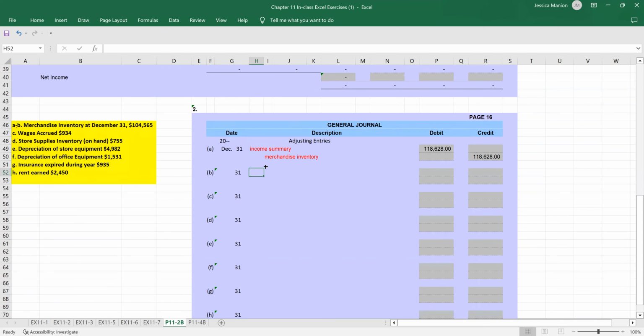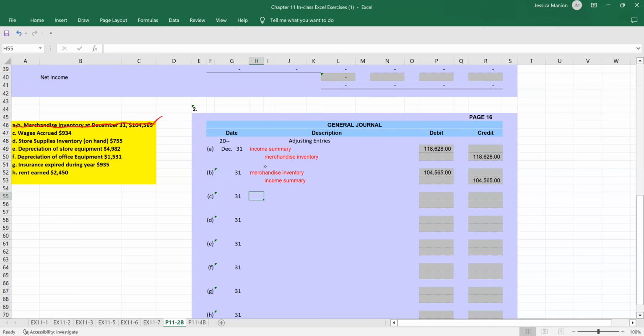Now we can record the actual amount. And this is the actual amount that they give us here, right? 104,565. So we debit merchandise inventory $104,565. We credit income summary 104,565. That is what that one would look like. Okay, so we've taken care of A and B.